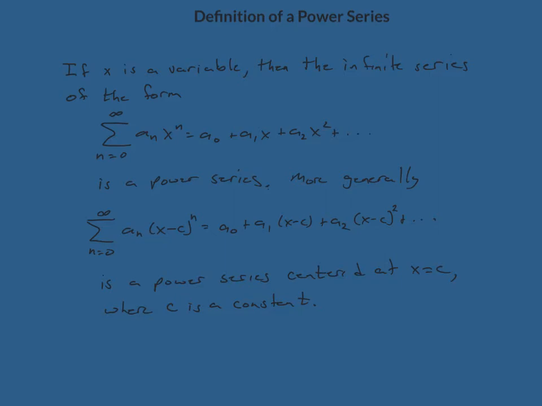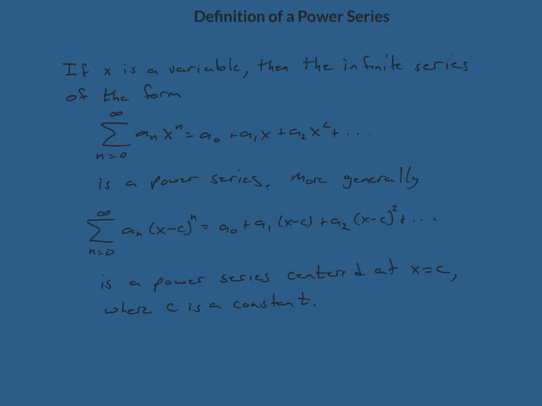More generally, the sum as n goes from 0 to infinity of a sub n times (x minus c) to the n, which is a0 plus a1 times (x minus c) to the first plus a2 times (x minus c) squared plus a3 times (x minus c) cubed, and so forth, is a power series centered at x equals c, where c is a constant.